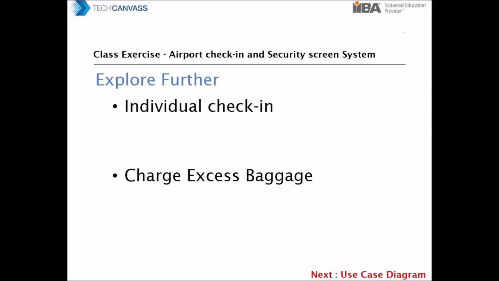Okay, so we have just seen some of the use cases which we have identified along with the actors. Now we can go and identify and explore further in iteration 2. So let's say we pick up two use cases: one is for individual check-in and one for charging excess baggage. In the individual check-in, you can ask a question: what is the criteria for check-in? On what basis will the booking clerk check whether you are a valid passenger or not? So there is a question.